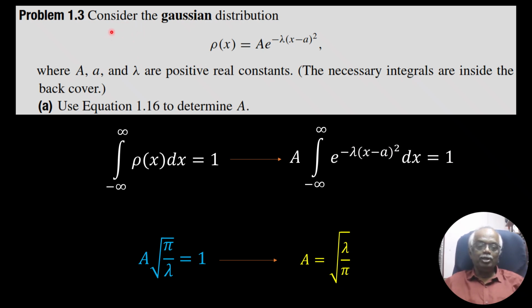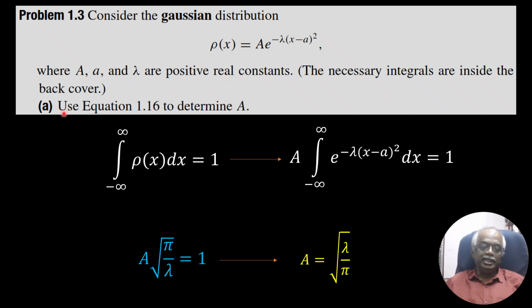The given problem is: consider a Gaussian distribution, rho of x equals A e to the power minus lambda times (x minus a) whole squared, where capital A, small a, and lambda are positive real constants. This problem consists of three parts. We are going to solve them one by one.